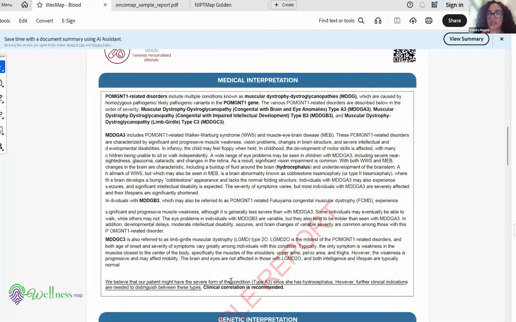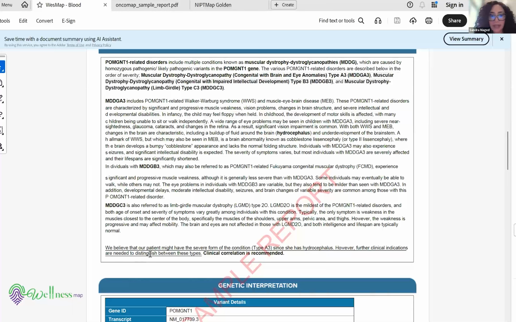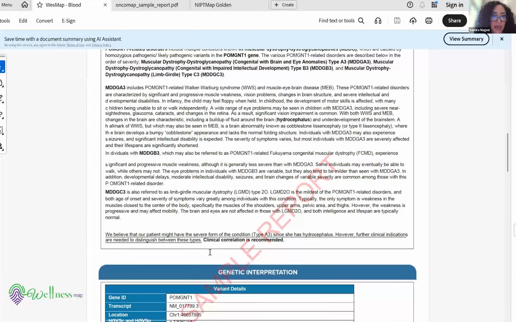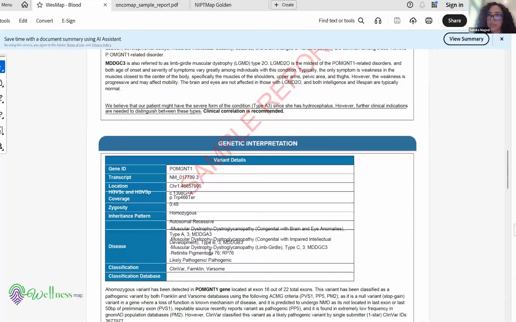But again, in this part, you're going to see all the details that could be related to the medical condition that this person might have, and then it has a recommendation in the end where it says, for example here, that this patient has a severe condition of hydrocephalus, and that further clinical indication needs to be distinguished whether it is the type which is A3 or not. Okay, and then after that we see the genetic interpretation.